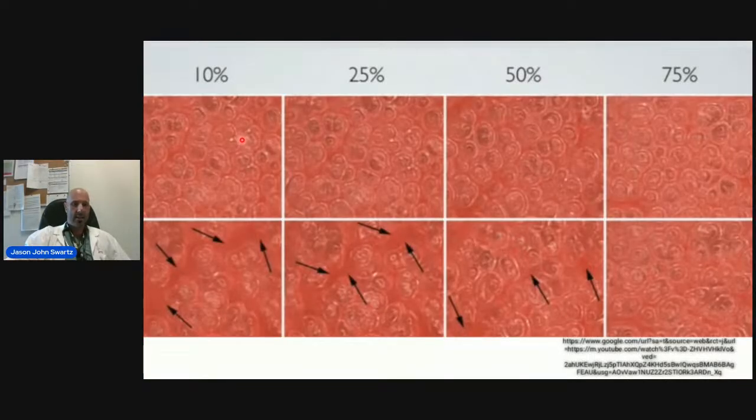You see, this is a pig lung model, and they allowed the peak expiratory flow to descend to 10, and you can see a lot of atelectasis here.